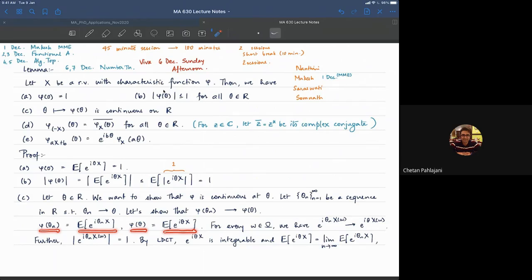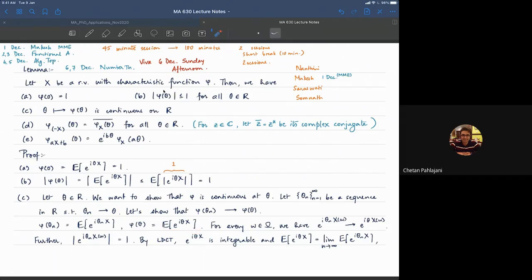As n goes to infinity, theta n converges to theta. So i theta n x should converge to i theta x, which means e to the i theta n x should converge to e to the i theta x. So maybe the expectation of e to the i theta n x should converge to expectation e to the i theta x. To do the last step, you will need bounded convergence or dominated convergence or something like that. But now you see the path to proving this.